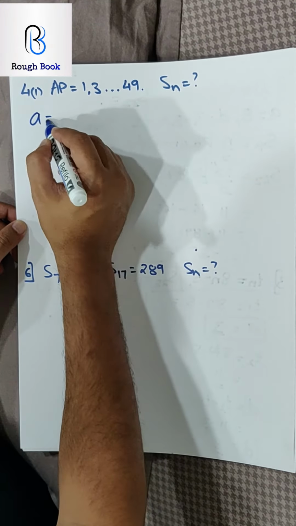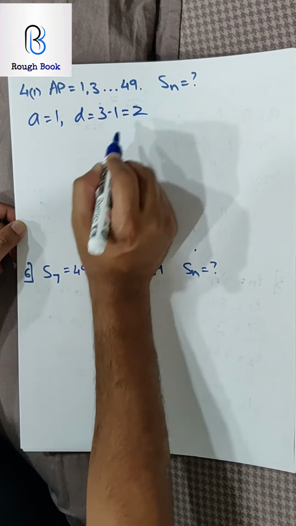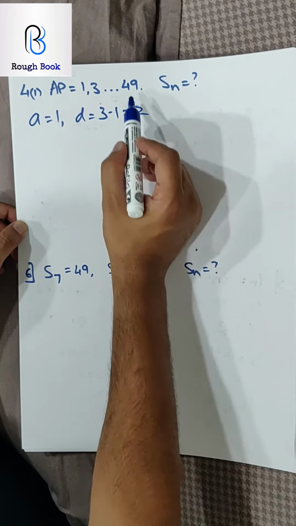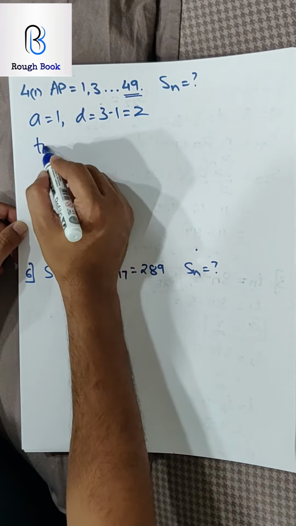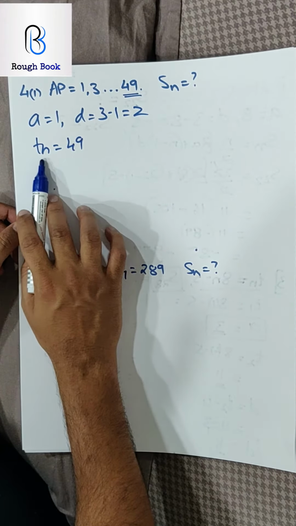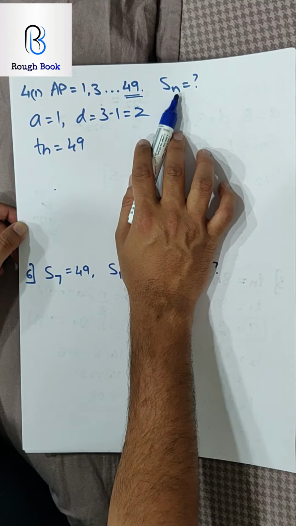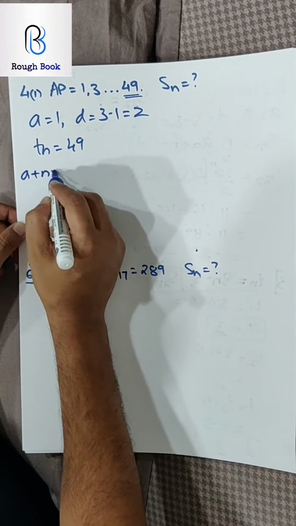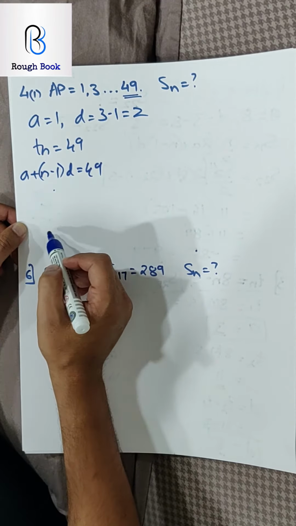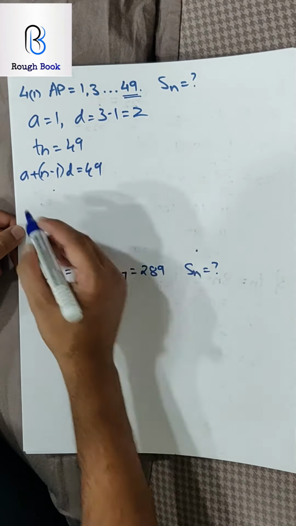So I know my A, I know my D, which is 3 minus 1, so 2, but I don't know N, so how will I use Sn? First you'll have to take 49 as some term number and find the value of N using the formula of Tn. Once you get the value of N, then substitute that here in Sn, okay? So a plus (n minus 1) into d equals 49. So substitute A and D, get N, then put N in this and get Sn. Come on, pause the video, go ahead and try it.